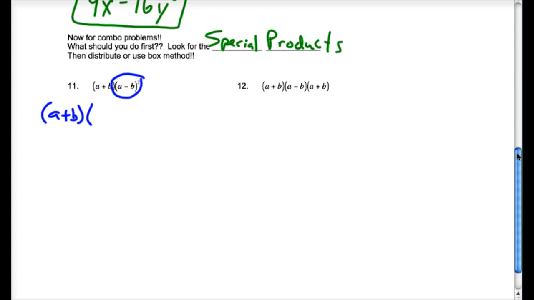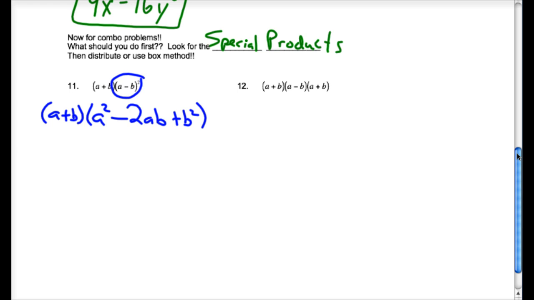Square the first piece. Minus. Multiply your two pieces together and double it. 2AB. Square your last piece. Plus B squared. Is it true that the middle term never has an exponent? It could. But the majority of the time, no.